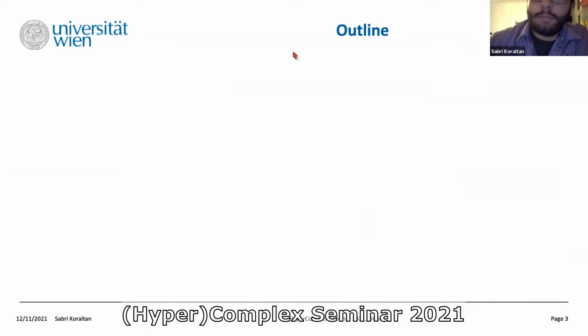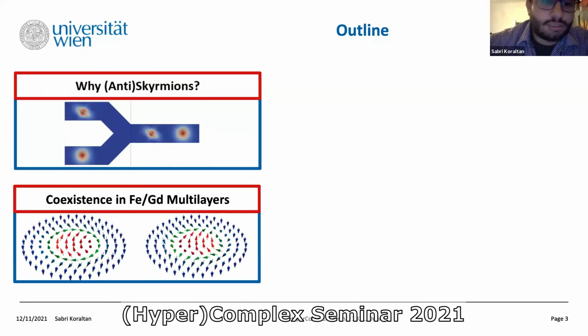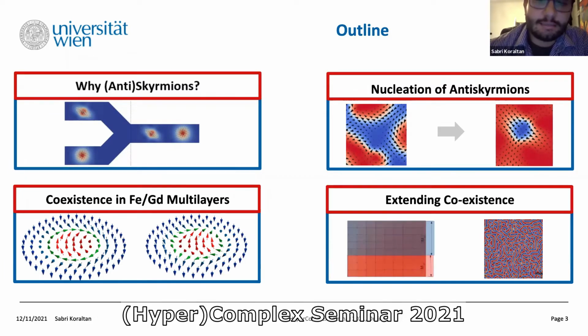So as an outline, I will first give a short introduction to magnetic systems, to domain walls, and to these topologically protected spin textures. Then we will go to the actual research, which basically proves the coexistence of skyrmions and antiskyrmions in iron gadolinium multilayers. And we will see how we can nucleate these spin textures, and then also how we can extend the range of their coexistence.